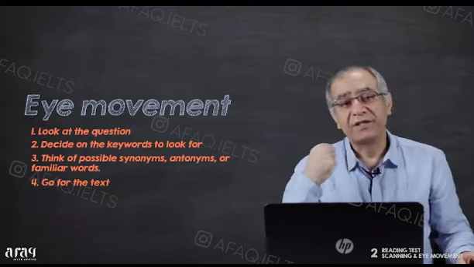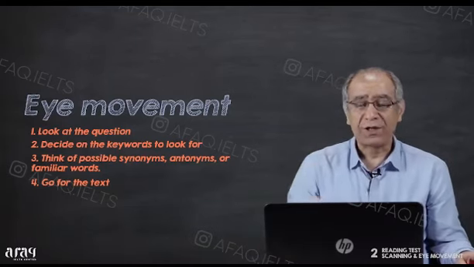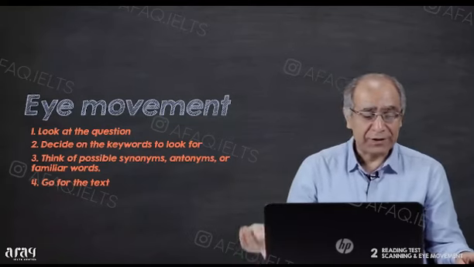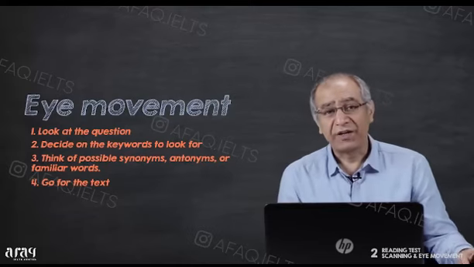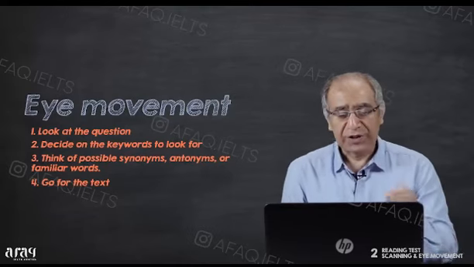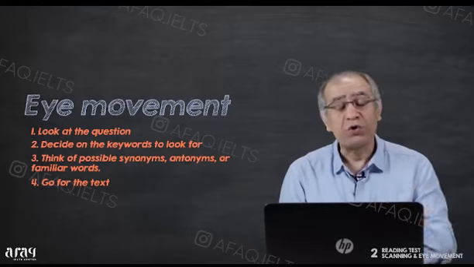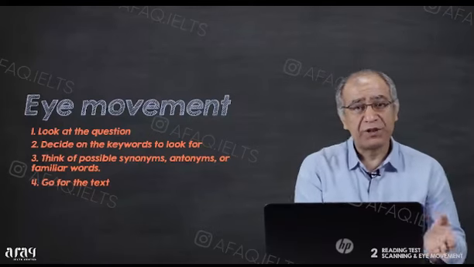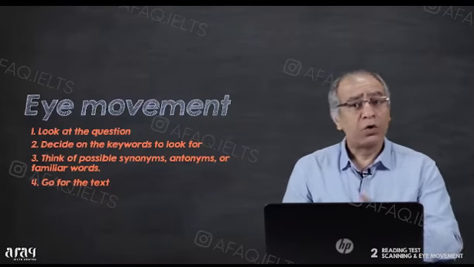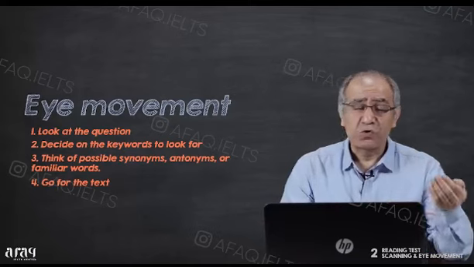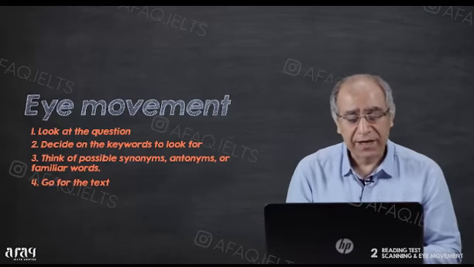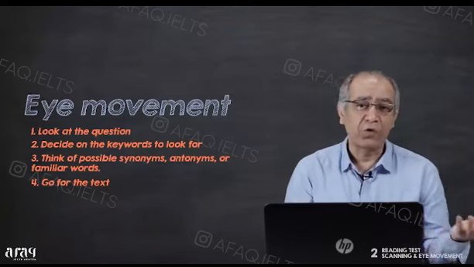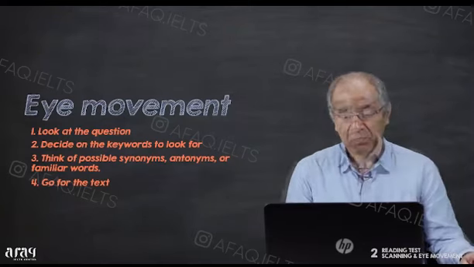So in a step-by-step process you can say that you start by looking at the questions, then you decide what the keywords in the question are and what keywords you should be looking for. Then think of the possible synonyms, antonyms, or familiar words that you might find in the text, and then go for the text and the questions and answer the questions.